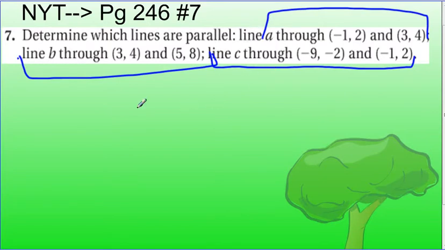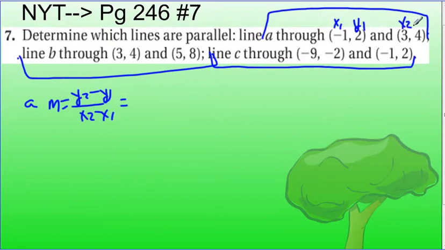Okay, so let's see here. Line A. I got m equals y2 minus y1 over x2 minus x1, x1, y1, x2, y2. So we've got 4 minus 2 over 3 minus negative 1. That gives us 4 minus 2 is 2. 3 minus a negative is plus a positive is 4, and that simplifies to 1/2.